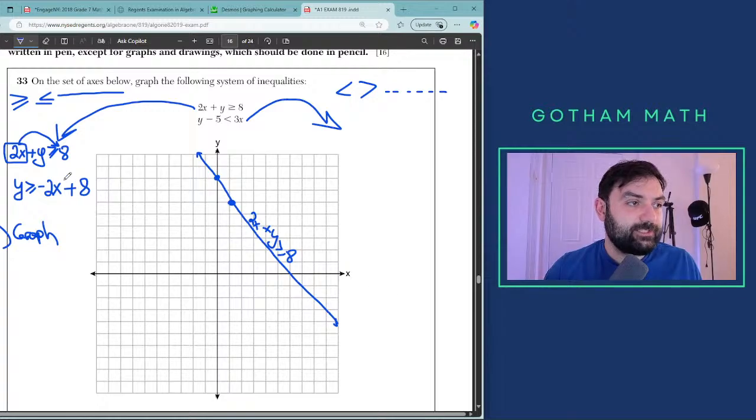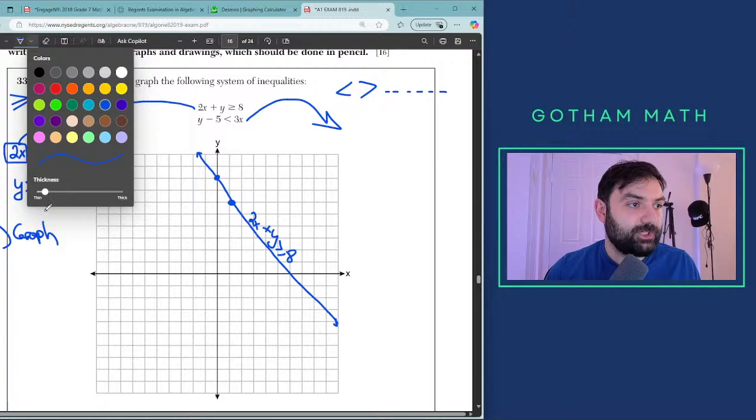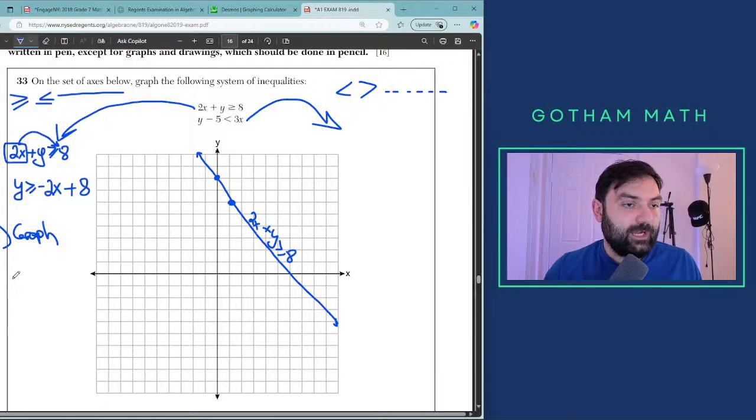Now the shading. This is the last part, because for the next one, we're just going to repeat the process. How do I do the shading? I plug in 0, 0 for the x's. Like 0 here, and it's greater or equal to 8, and I want to find out whether it's true or not. So 0 plus 0 is greater than 8. Is that true? It's not true.